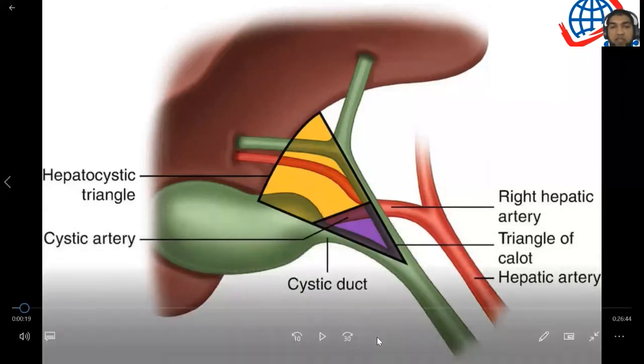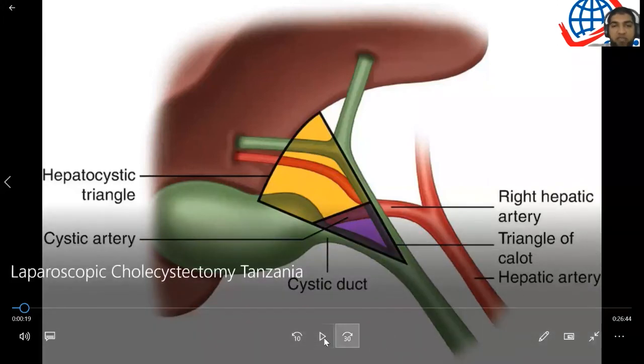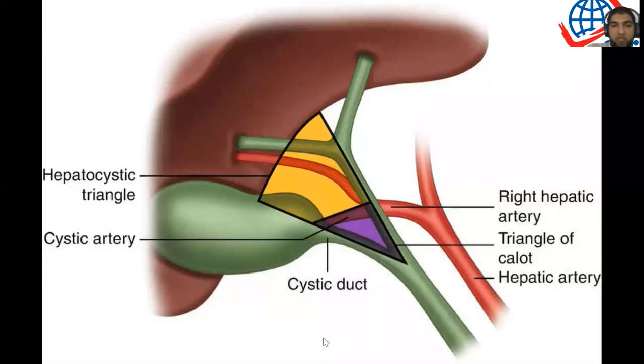This bit of anatomy is important as well. We refer to Calot's triangle and the hepatocystic triangle, and it is important for you to establish these triangles during the surgery so that one stays away from the other major structures. And as I mentioned, this is one of the techniques to stay safe during a laparoscopic cholecystectomy.